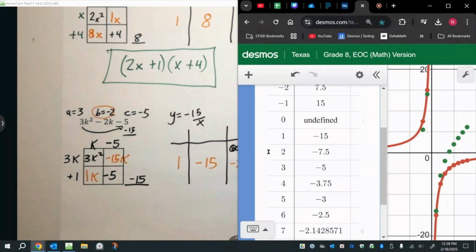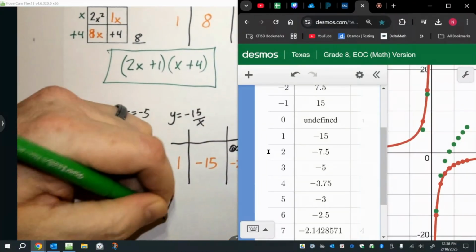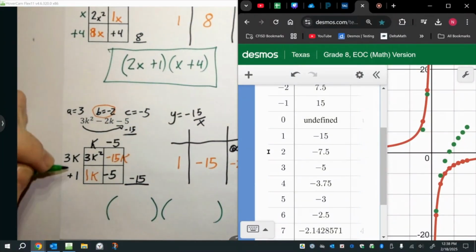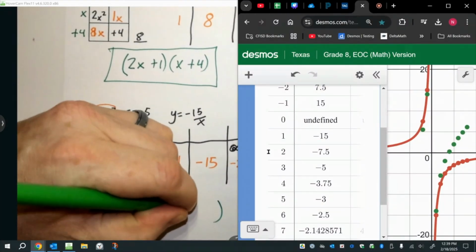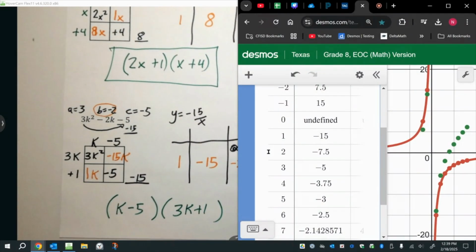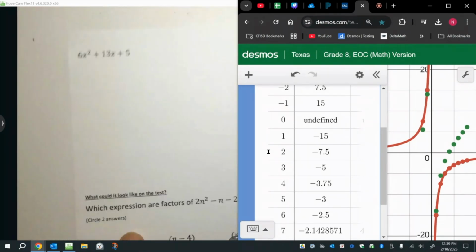So here's what I was looking for. Here are my factors on the outside. And so this tells me I have k minus 5 and 3k plus 1. Well, what if I wrote it 3k plus 1 and k minus 5? Doesn't matter. Same thing. Okay, let's take a look at the next page. We're moving right along. Here we go.